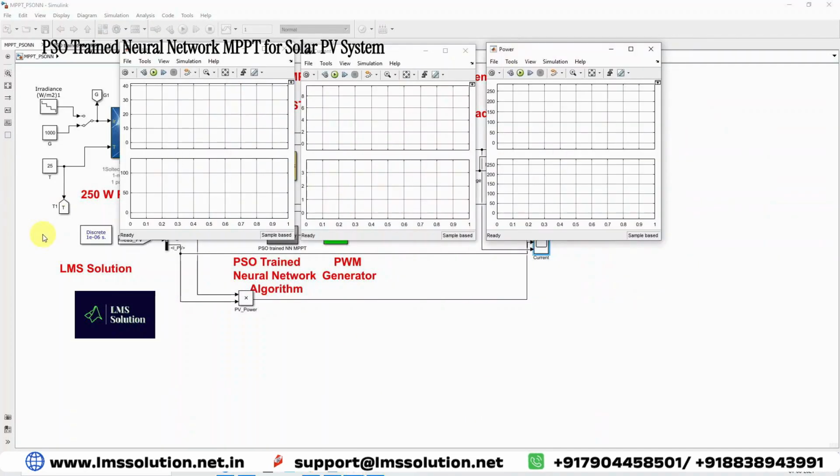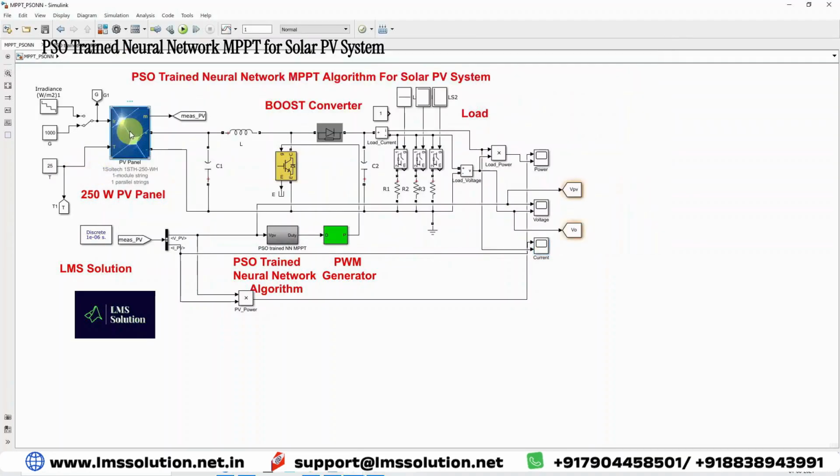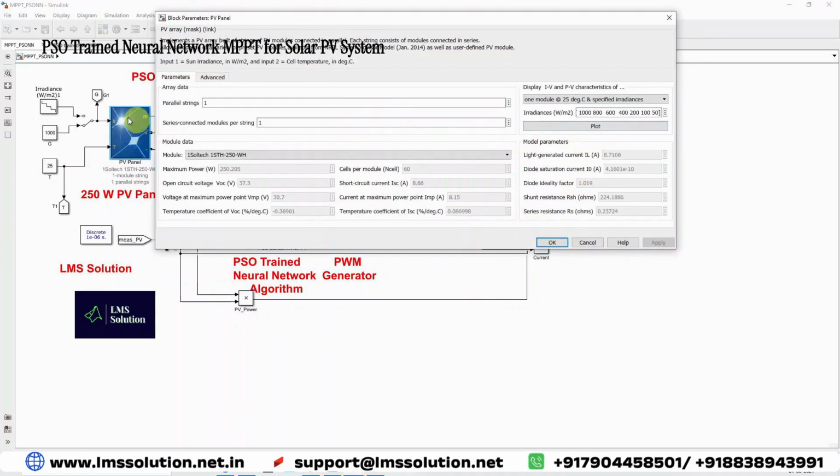This is a 250 watts panel. That means at standard irradiation condition, 1000 watts per meter square at 25 degrees Celsius, the maximum power point will be 250. It can be seen from here. That means just you have to click this model, we will get the rating of this panel. Here you can see that maximum power at standard condition is 250.205 watts, and then open circuit voltage is 37.3, and then voltage at maximum power point is 32.7, and short circuit current is 8.66, and current at maximum power point is 8.15.